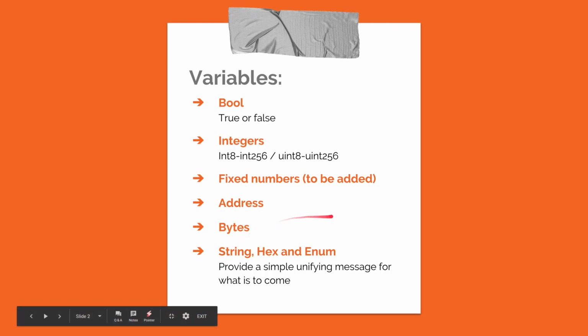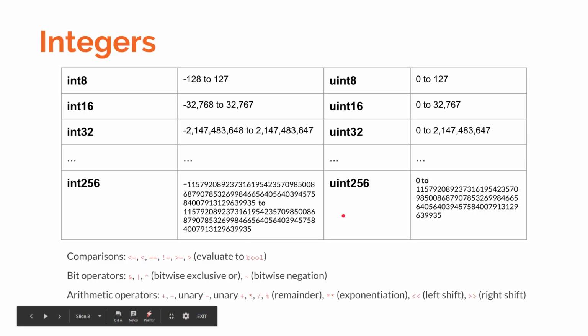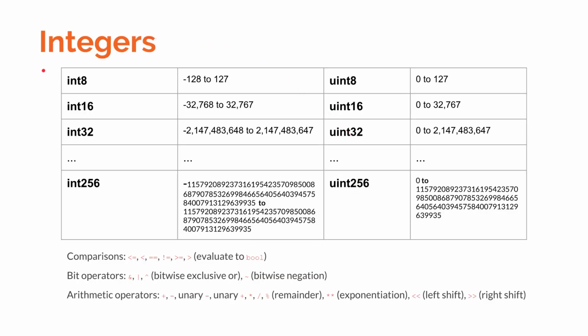Now let's see the integer types in more detail. Integers, as I said, can be signed and unsigned. Signed integers are defined with the keyword int and unsigned with the keyword uint. The integers are defined in bits of 8 to 256 with the step of 8. So 8, 16, 32 and so on. Here in this table you can see the minimum and maximum values of each integer.